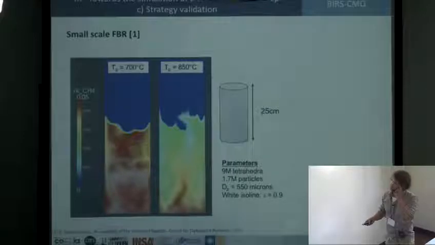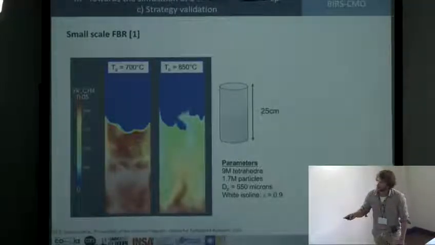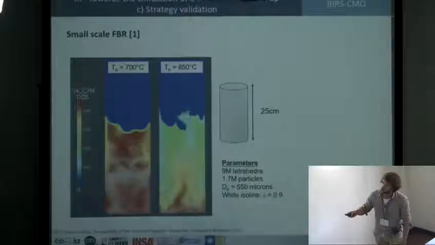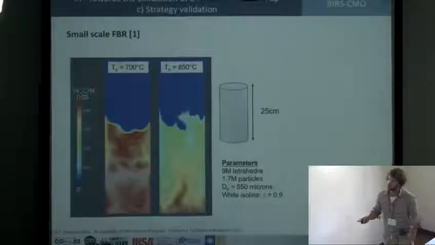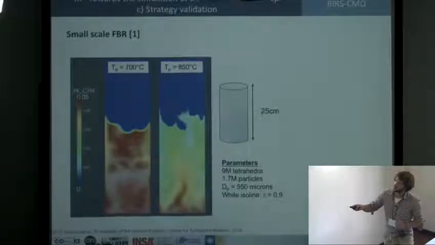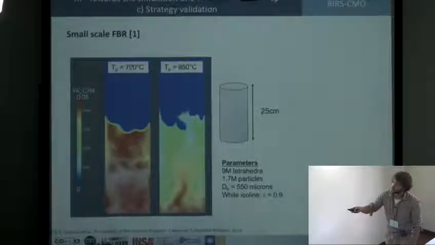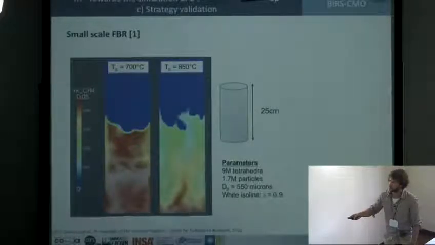So this case is presented here. It consists of a 25 centimeters high cylinder filled with almost 2 million particles, and here the colors stand for the mass fraction of CH4 in the gaseous phase. We run a simulation at 700 degrees, so just under the critical bed temperature we want to find, and at 850 degrees, so just above it. And you can clearly notice here that for the lower bed temperature, the conversion of methane clearly appears outside the bed, while on the contrary, for the higher bed temperature, the conversion of methane occurs also inside the bed.